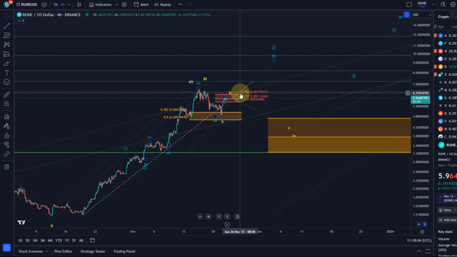So let's see, but it could just be a B wave, and then we need to be aware that if it's a B wave, we might have to deal with a bit of a longer correction that could send us into that lower orange box. But both wave counts at the moment are bullish. I think that is very important to understand. That's my update about RUNE.